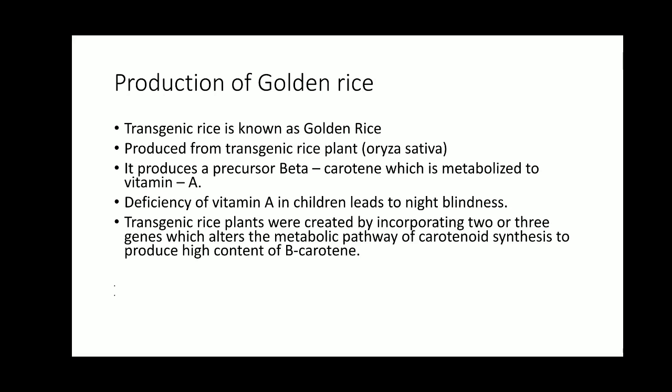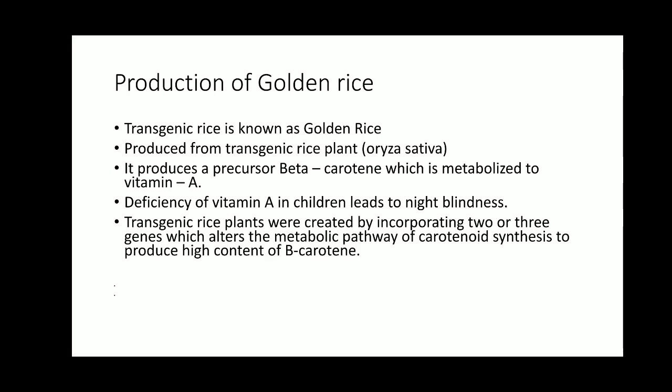There are three enzymes, and these are introduced in the transgenic rice plants in such a way that they are under the control of an endosperm specific promoter. If you study the molecular basis chapter, the expression of a gene depends on the location in which the gene has to be expressed.